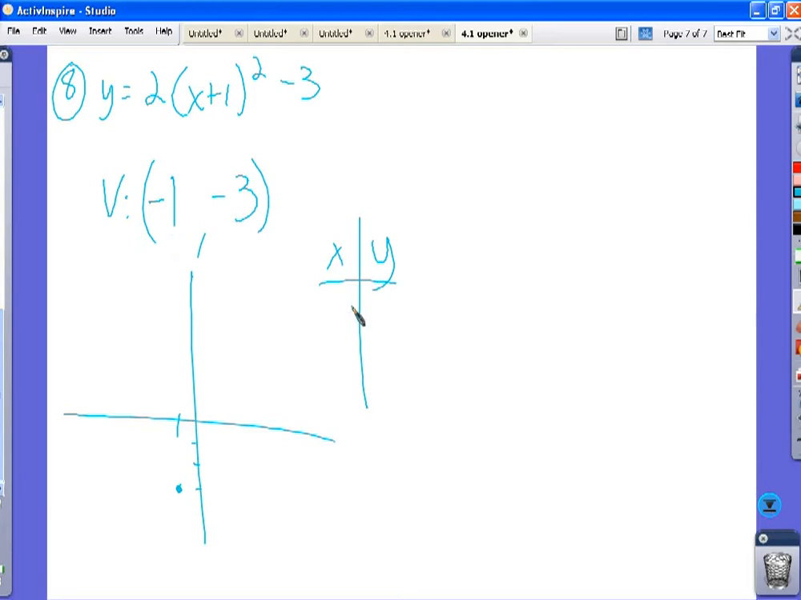What are some good choices for x values? 1 is better. Maybe 0 is good. It's right next to the vertex. So we put in 0, what do we get? 0 plus 1, that's 1. Squared is 1 times 2. It's 2 minus 3. What do we get? -1. Where else should I get a -1? Yes, because parabolas have symmetry. So at -2 we should also get a -1.